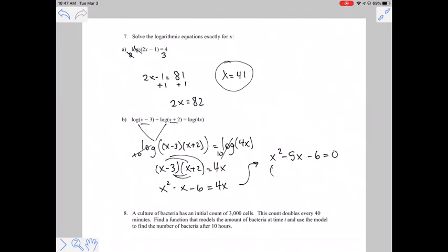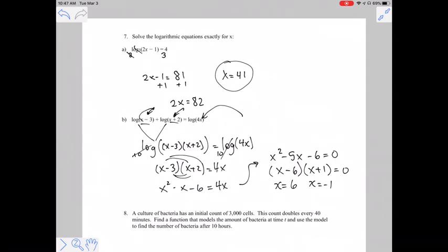And then factoring this would be (x - 6)(x + 1) = 0. So right now we have two possible solutions: x = 6 and x = -1. You need to remember, we did talk about in class, it's not so much important if these numbers themselves are negative, but when you plug something into a logarithm, it can't remain negative. So we need to check these.